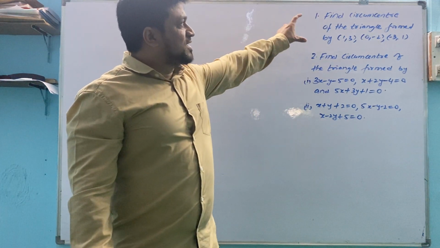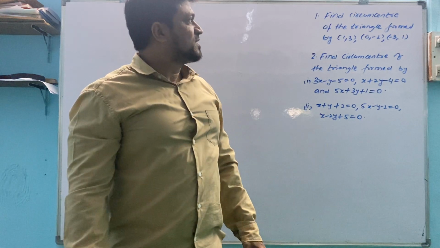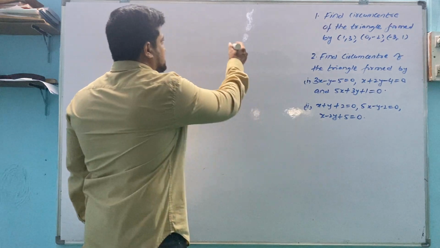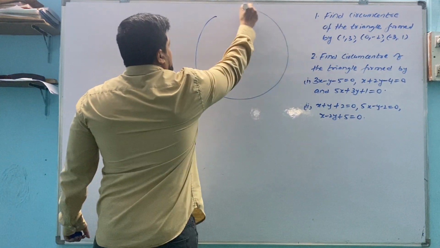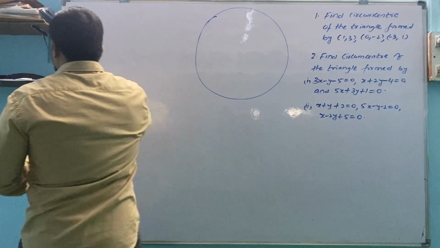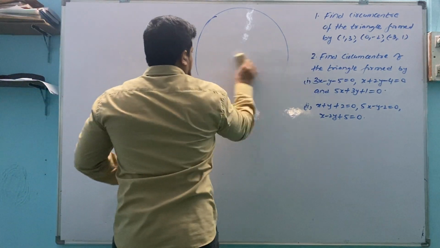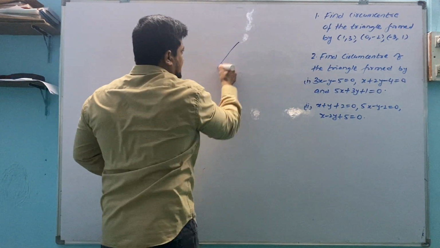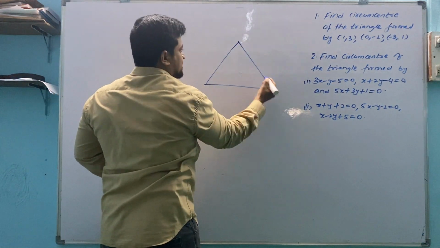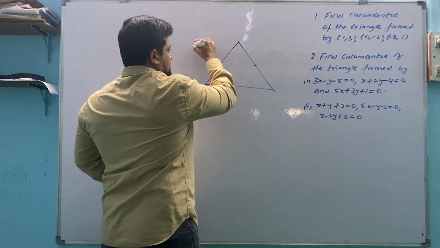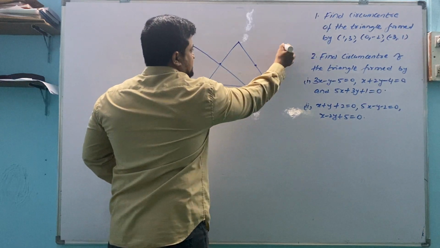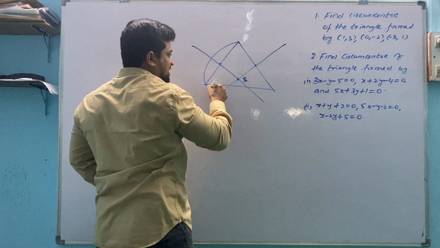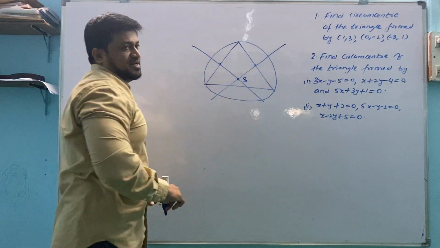Now in this one, find the circumcenter of the triangle formed by 1 comma 3, 0 comma minus 2, minus 3 comma 1. What is circumcenter? Suppose there is a triangle. We are finding two perpendicular bisectors. They are intersecting at a common point S. From there, if we draw a circle, it touches all the corners of the triangle.